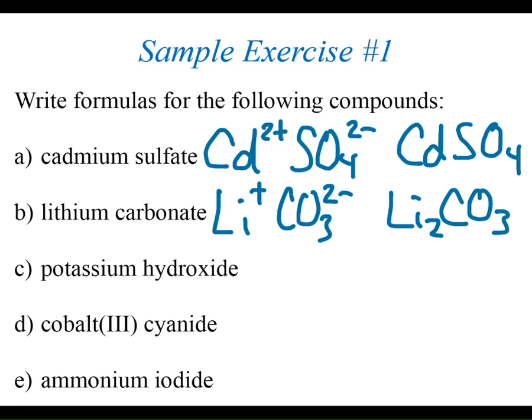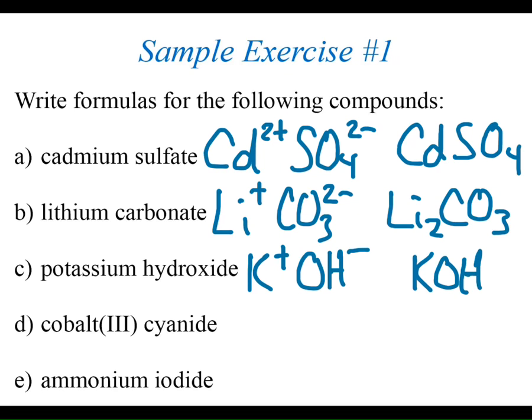Okay, let's try the next one. Potassium hydroxide. So find potassium. Potassium's K. Where's the K live? Which number is it? It's 19. So it's in group 1, right? Everybody see that? So that means the charge is 1 plus. What's hydroxide? OH negative. Okay, so how do I make K plus and OH negative balance out? You just put them together. Yeah. Awesome.